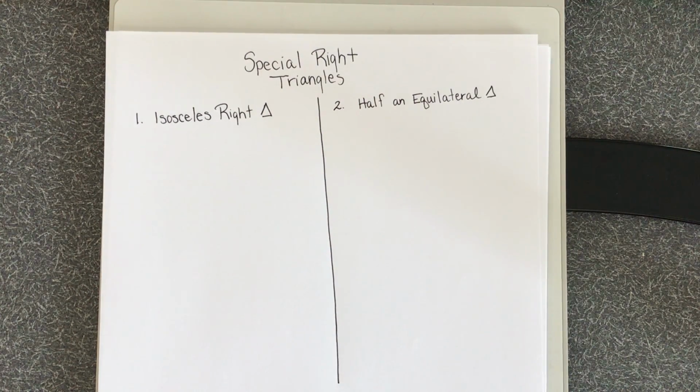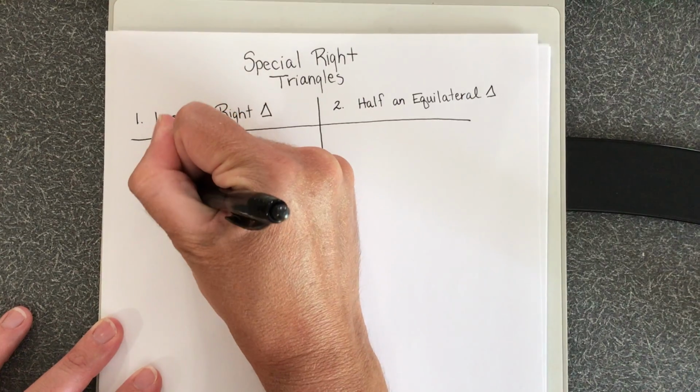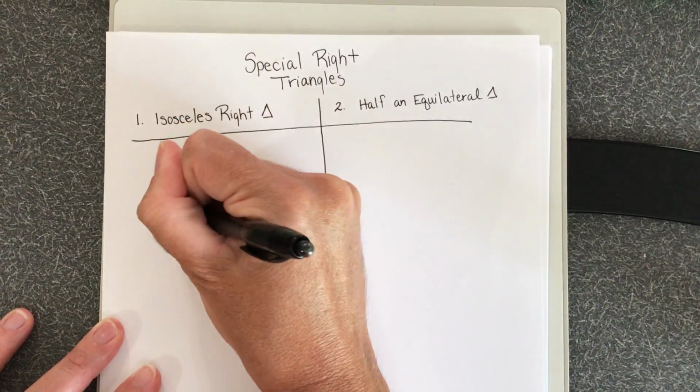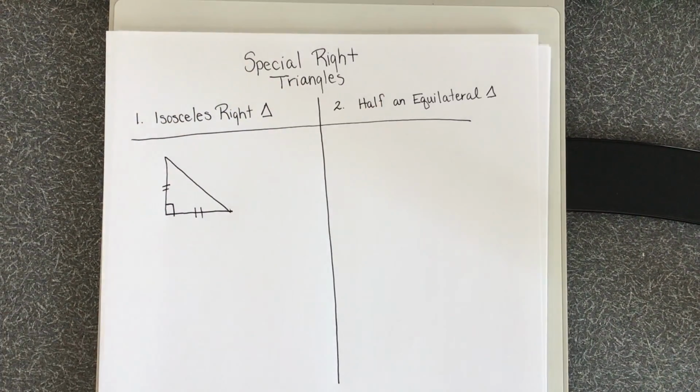Before we go through some examples, let's review what we've learned. So there are two special right triangles. We have the isosceles right, and then we have half of an equilateral triangle. So an isosceles right triangle has the right angle and then the congruent sides.